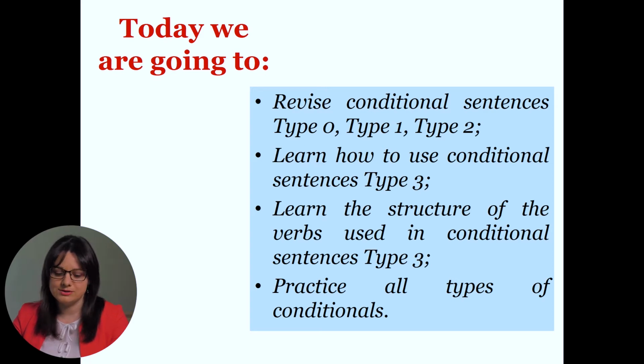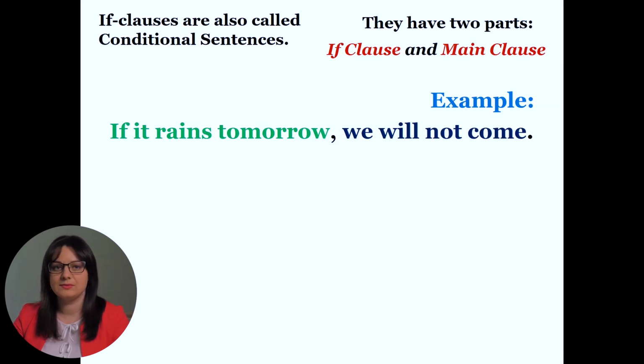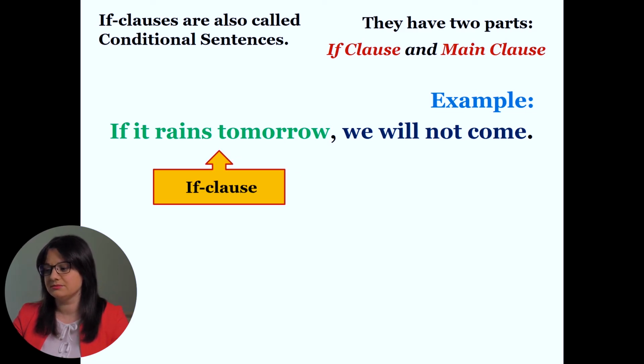If clauses are also called conditional sentences. They have two parts, if clause and main clause. Let's have a look at the example. If it rains tomorrow, we will not come. If it rains tomorrow is the if clause. We will not come is the main clause.